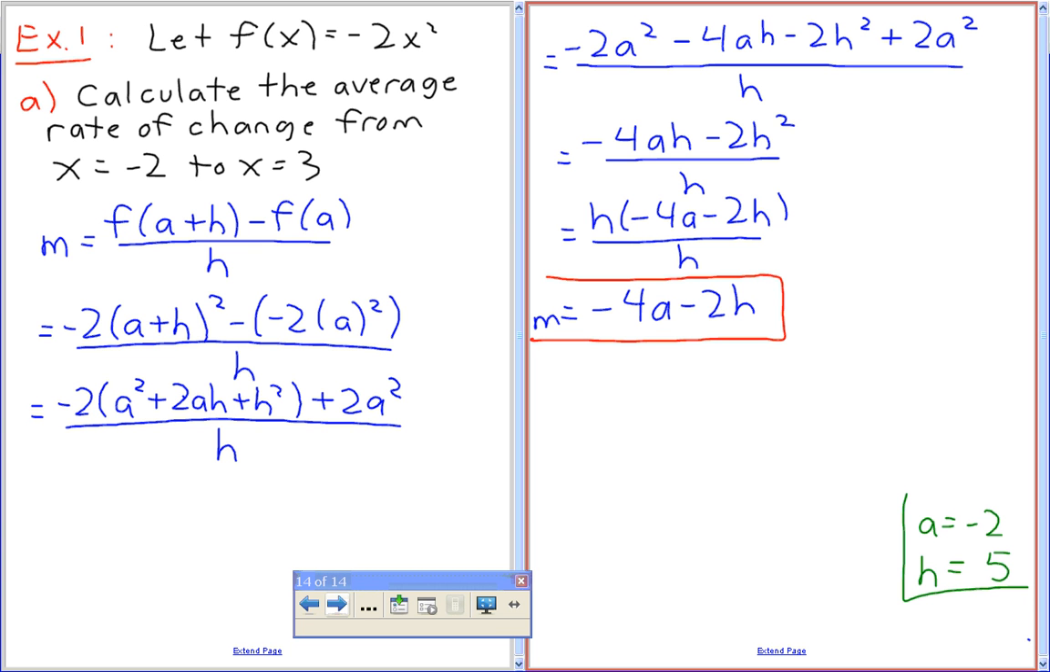You said it was negative 18, and you're probably right. Okay, I'm going to actually plug it in here right now. I'm going to plug in a equals negative 2. Okay, you were close. That's 8 minus 10, is that right? M equals negative 2.